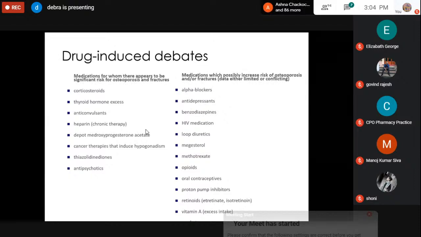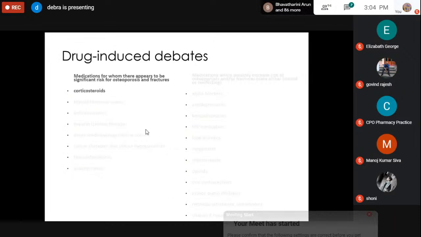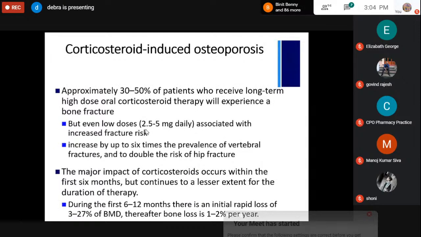Medicines which might possibly increase osteoporosis and fractures, again, commonly used ones there are loop diuretics, so furosemide, opioids, proton pump inhibitors, warfarin. Corticosteroids cause significant osteoporosis risk, and approximately 30 to 50% of patients who receive long-term high-dose oral corticosteroids will experience a bone fracture. So again, we need to be very vigilant to the dose that people are on corticosteroids.